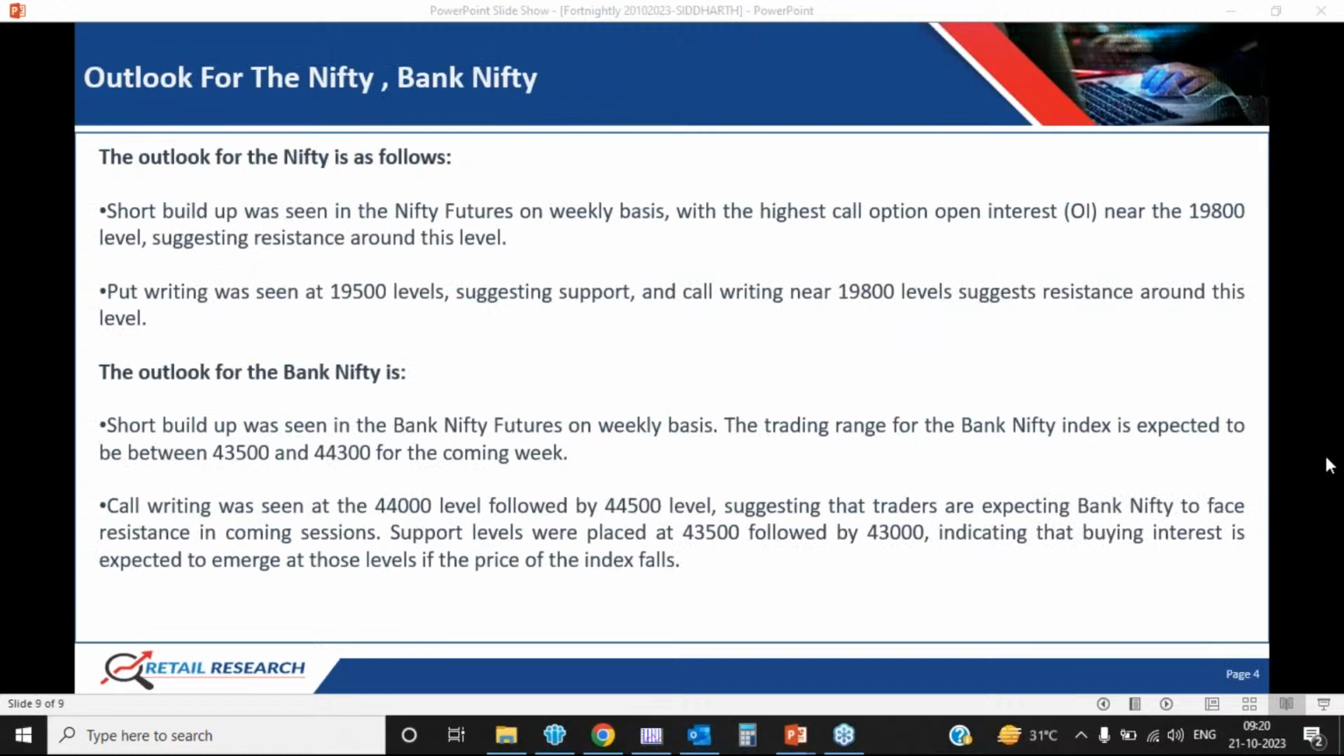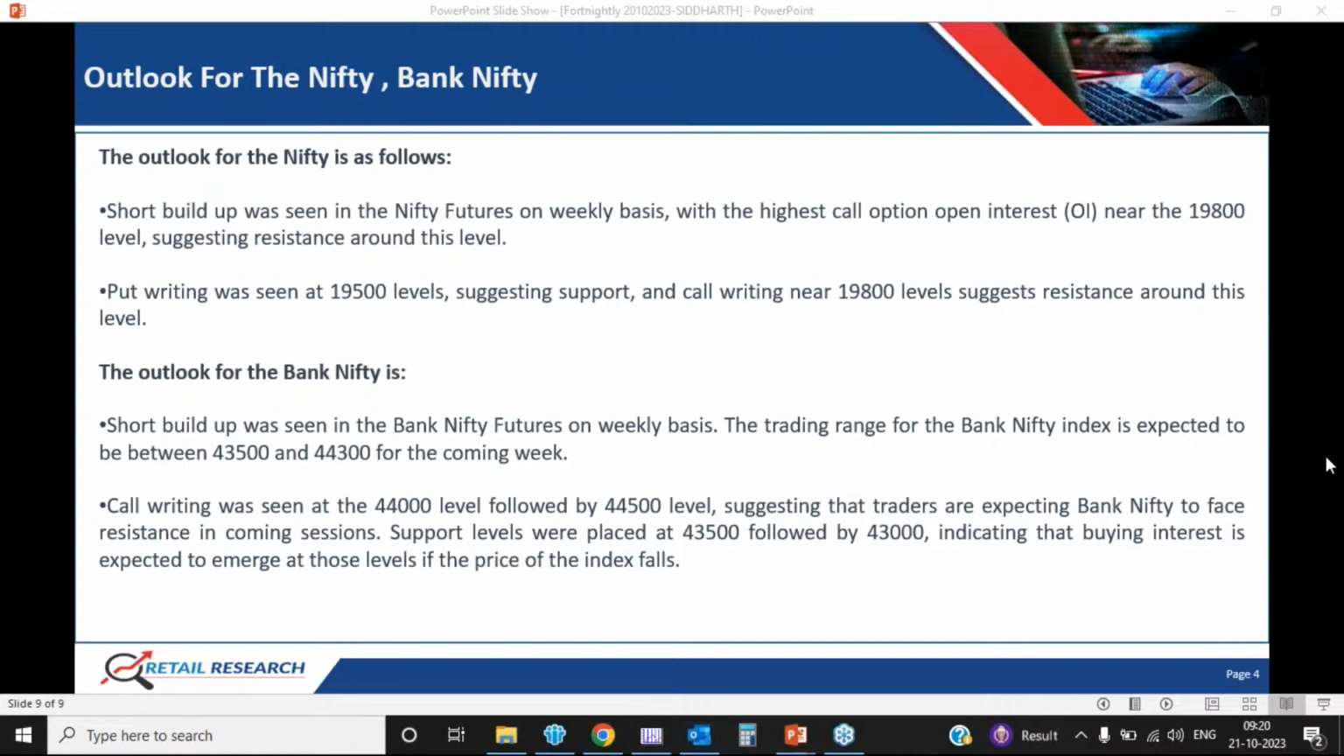Over the past week, we have witnessed some interesting developments in the Nifty futures market. Short positions have risen, indicating a bearish sentiment. As we explore the option market, noteworthy patterns have emerged. The highest open interest put option is currently at the 19,000 level. This suggests that the market may find crucial support around this level.